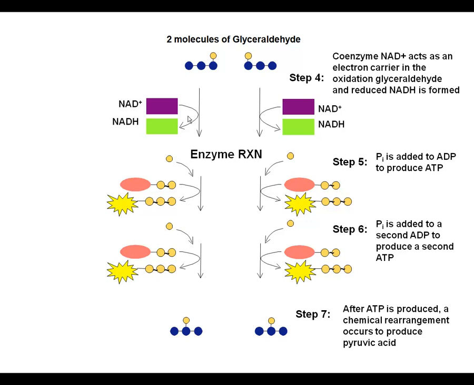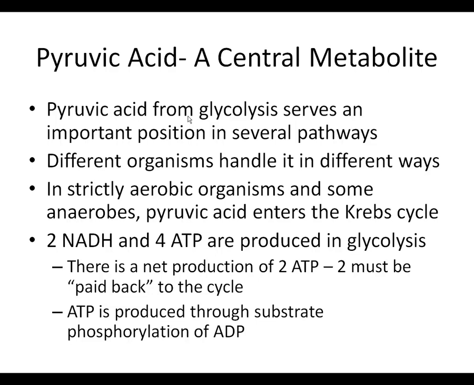Pyruvic acid is our end product here. So we are ready to go on to the next step in metabolism. Pyruvic acid, basically from glycolysis, serves a very important position in a number of pathways. We can go aerobic, we can go anaerobic, and now we can even go fermentation. So different organisms are going to handle it different ways.